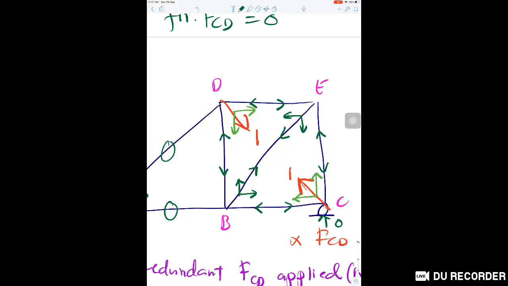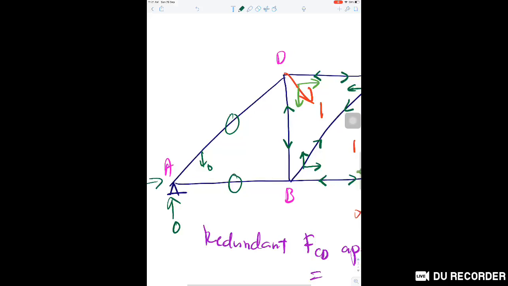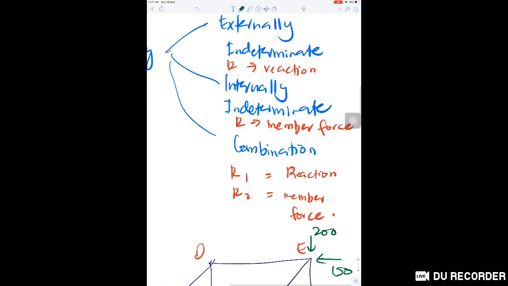Okay, other than outside this box, the value is all zero. The reaction is zero. Force in member AB is zero. Force in member AD is zero. Okay, so now is the time to put the value. What is the horizontal value? What is the vertical value? Okay, we go back to question.